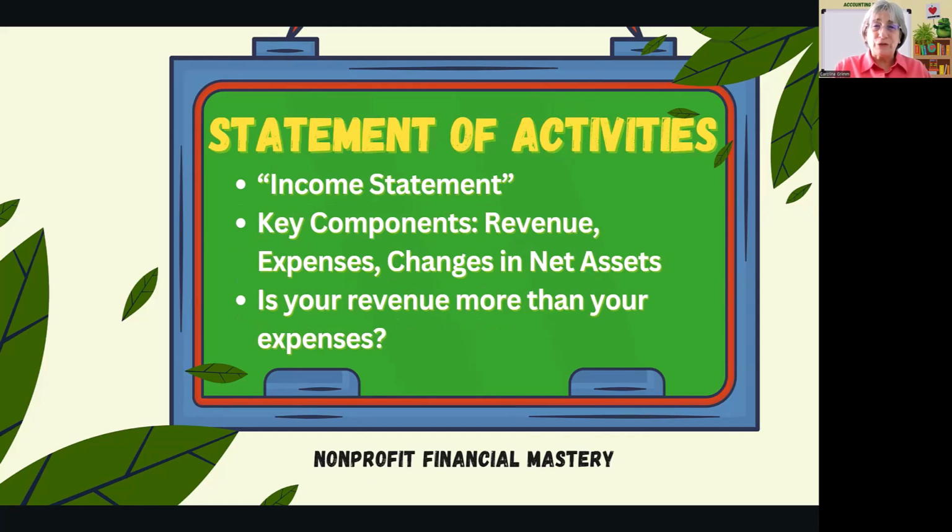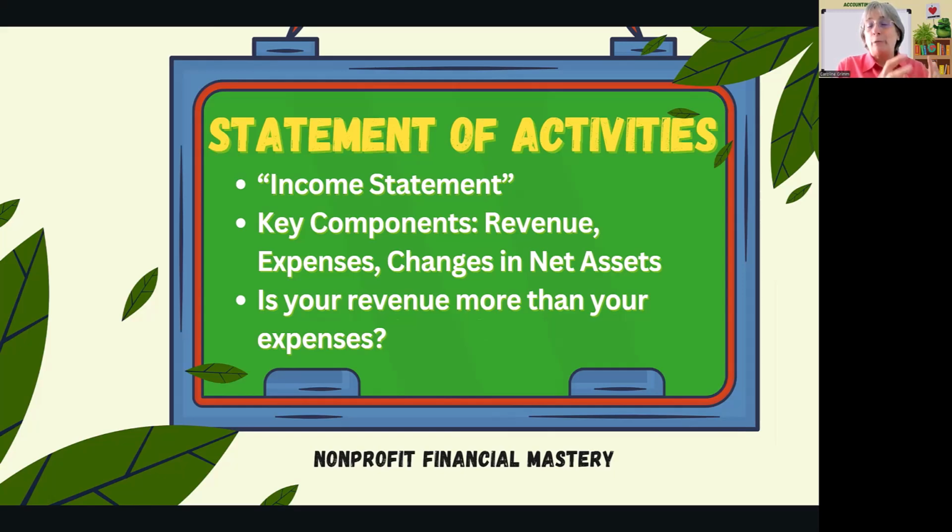Now, the first one, the statement of activities, in for-profit accounting, we would call this an income statement or a profit and loss. And a lot of times people will use these terms interchangeably: statement of activities, income statement. Now, on the statement of activities, it's going to have 3 key components. The first one is revenue. Where is the money coming from? The second is expenses. Where's the money going to? And then the third is changes in net assets.